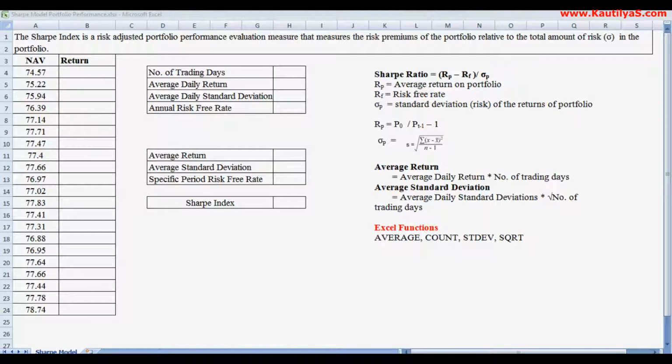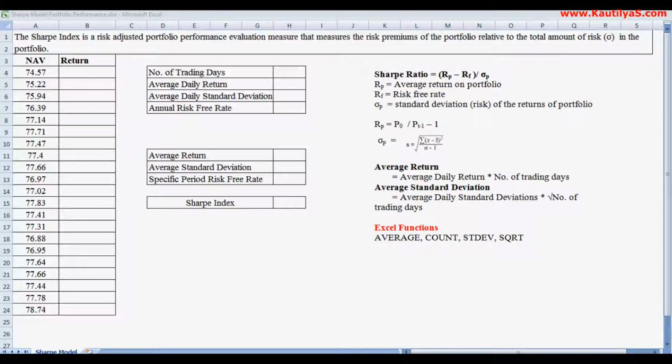This video tutorial explains one of the important portfolio evaluation measures. The Sharpe Index is a risk-adjusted portfolio performance evaluation measure that measures the risk premiums of the portfolio relative to the total amount of risk in the portfolio.